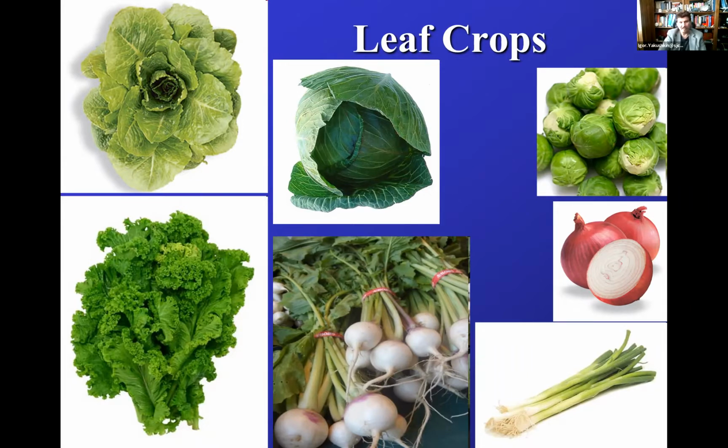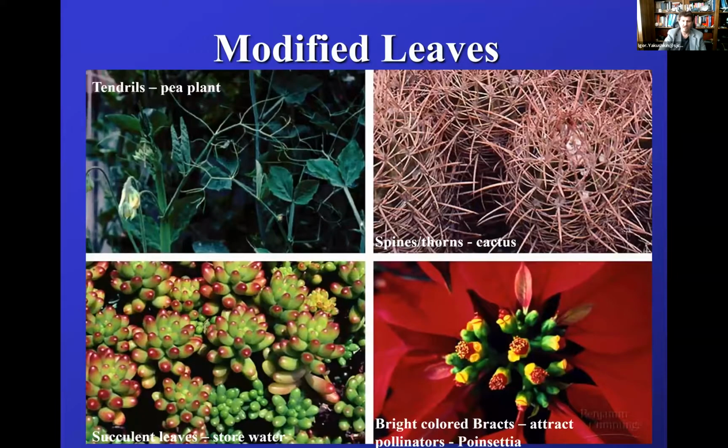And then there are the tendrils, that's a modified leaves. Cacti will have the modified spines or thorns. In some cases, succulents will be storing the water. And in some cases, the bright color will attract the pollinators.